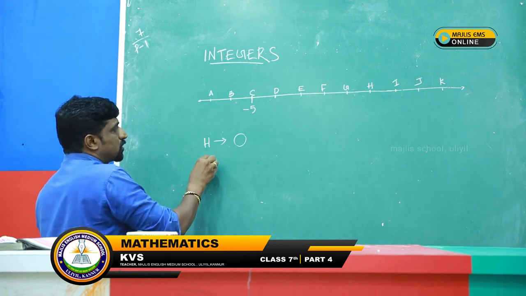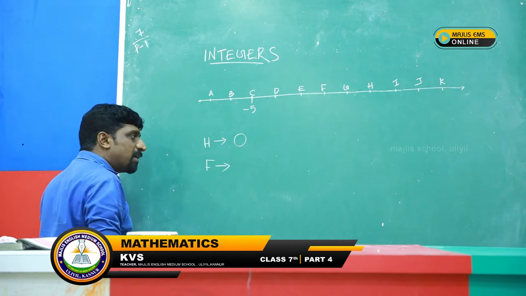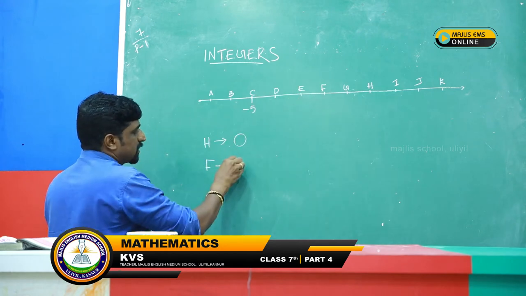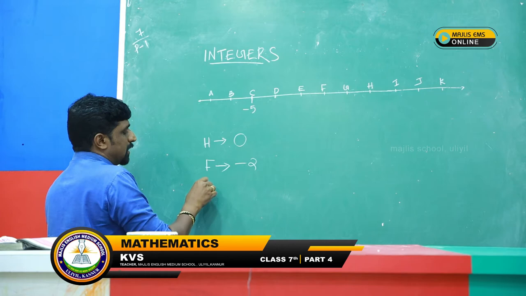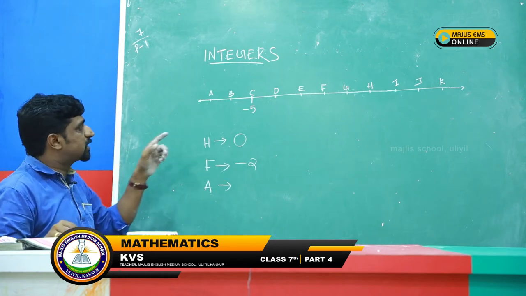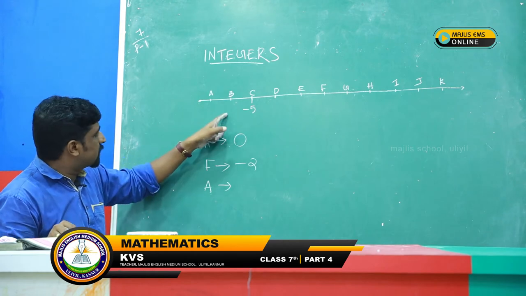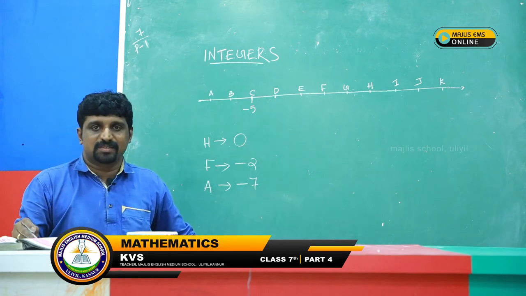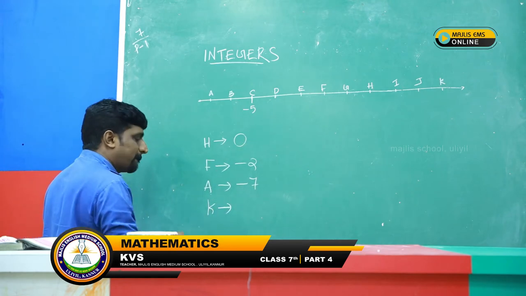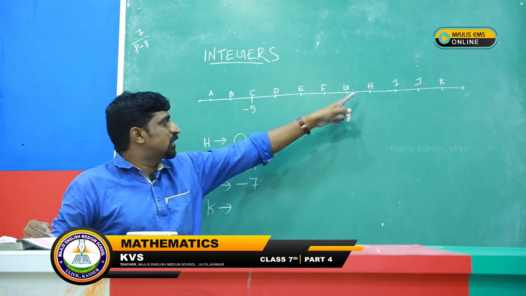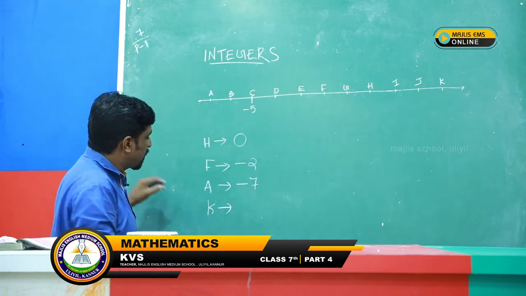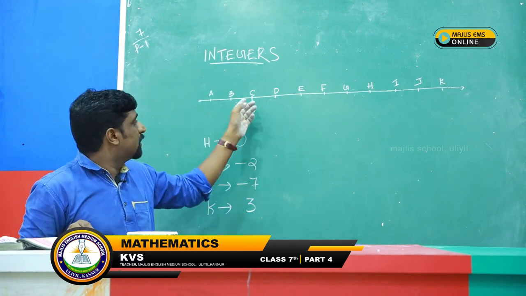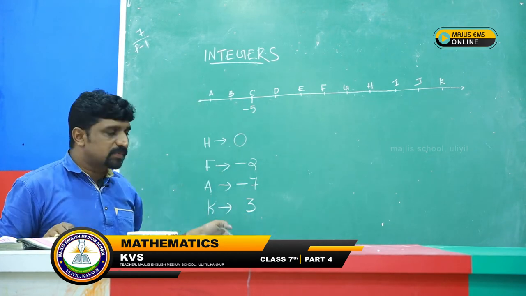Then what about F? Again, minus 5, minus 4, minus 3, minus 2. Therefore F is considered as minus 2. Then A, what is A? A is here, minus 5 is there, move in this direction, therefore minus 6, minus 7. A is considered as minus 7. Based on this, we can fill in all of this. What about K? H is actually 0, then 1, 2, 3, so K is considered as 3. If one point is given, we can find out all the values, like C as minus 5, and we can find the remaining also. Clear.